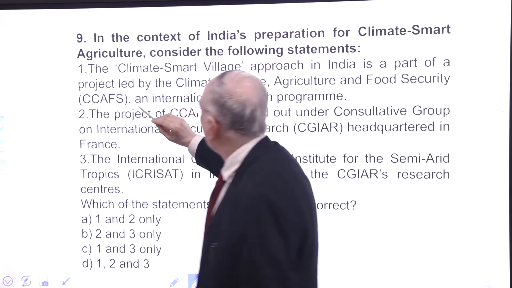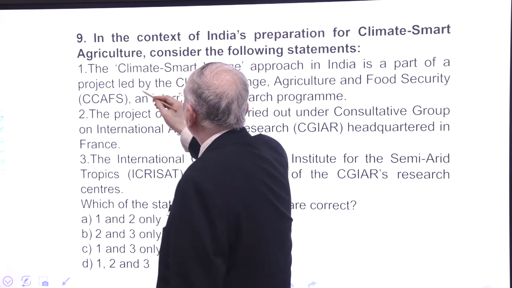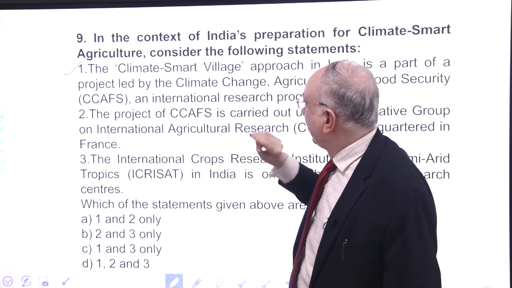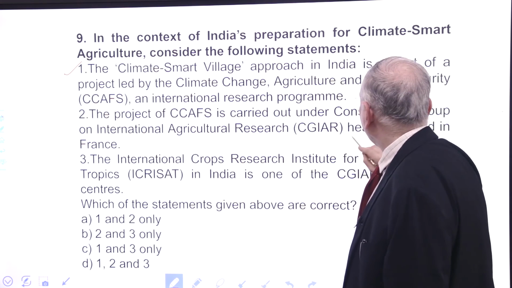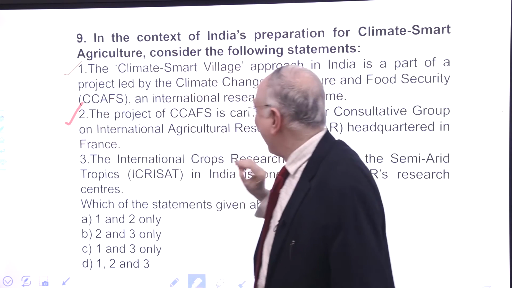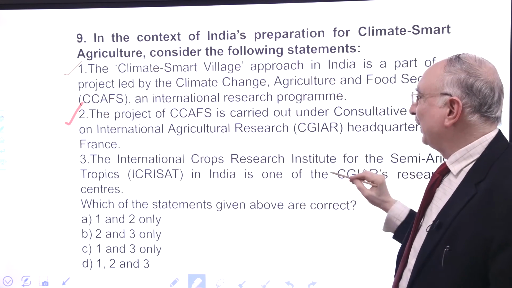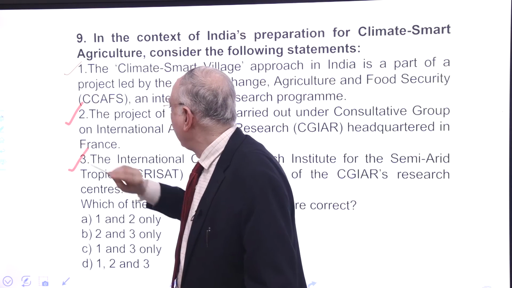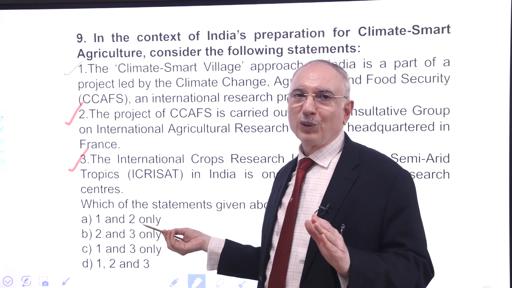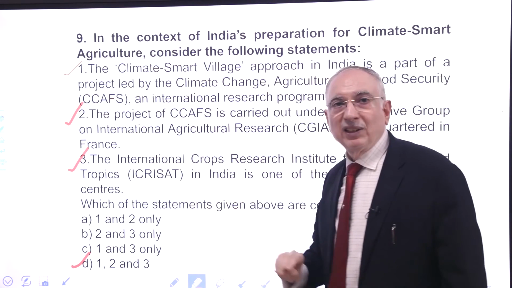Let us see this one. Climate smart village approach in India is a part of a project by the Climate Change Agriculture. So this is true. The project is also carried out under the CGIAR headquarters in France. That is also correct. And ICRISAT is one of the institute research centers. So this is also a fact. So all these three are correct answers. This is based on facts. Either you know it or you don't. So 1, 2, 3 is the correct answer.